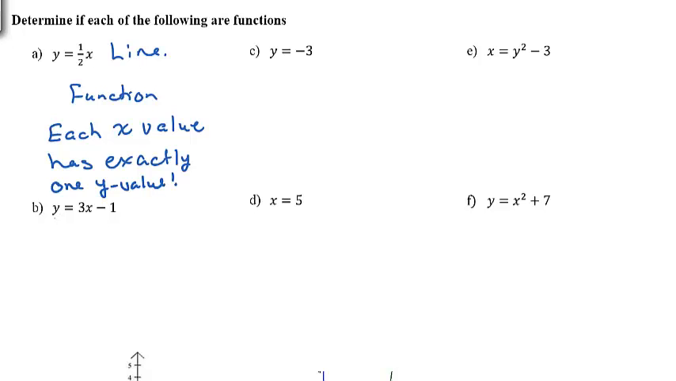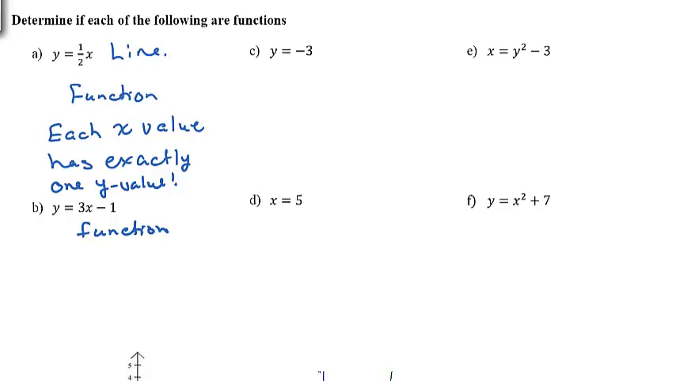Okay, in example B, we have y equals 3x minus 1. So again, this is also the equation of a line. And again, if I give you one x value, say x is equal to 0, then you would say, well, 3 times 0 is 0, minus 1 gives us negative 1. And each time I give you one single x value, you'll only be able to give me one y value that goes along with that. And so this is a function.